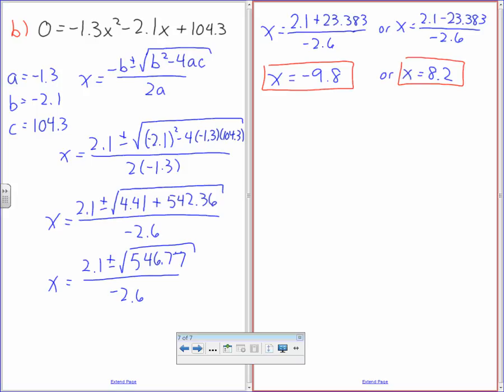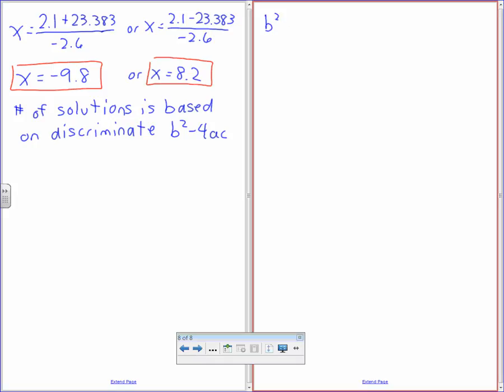Okay, I'm going to do one last thing before moving on. Okay. The number of solutions is based on the discriminant. And that's b squared minus 4ac. So if b squared minus 4ac is greater than 0, that means two solutions.